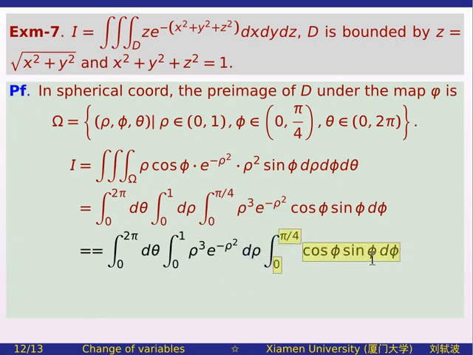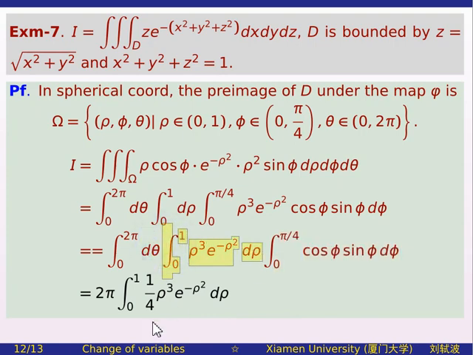This integral we can compute using what we learned in single variable calculus. And this integral can also be computed. Finally, this is precisely 2 pi. Computing the other integral, you will get 1 over 4. Therefore, the middle integral is 1 over 4 rho cubed times the exponential of minus rho squared.